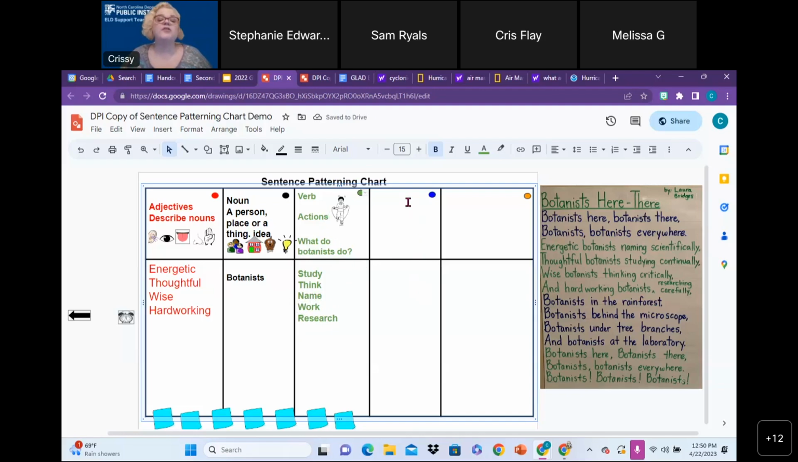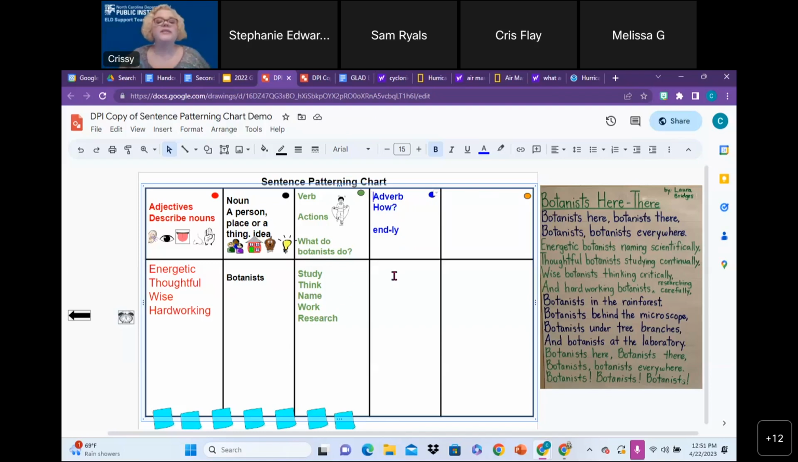Now let's go to the next part of speech. Our next part of speech is what we call an adverb. Say that with me. Adverb. Good job. Now, adverbs describe verbs. They tell how something happens. And they usually end in the letters ly. Adverbs do. And adverbs say how someone is doing an action.